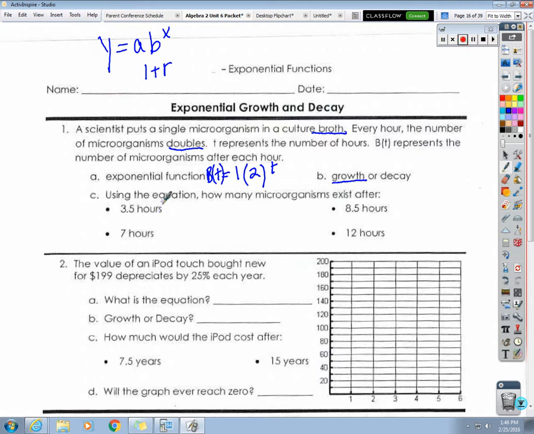Okay, so using the equation, how many microorganisms exist after 3.5 hours? So what would you do? Right, just 1 times 2 raised to the 3.5. Correct. Okay, so now take like 30 seconds and plug in the other 3. What did you get after 8.5 hours? 128.